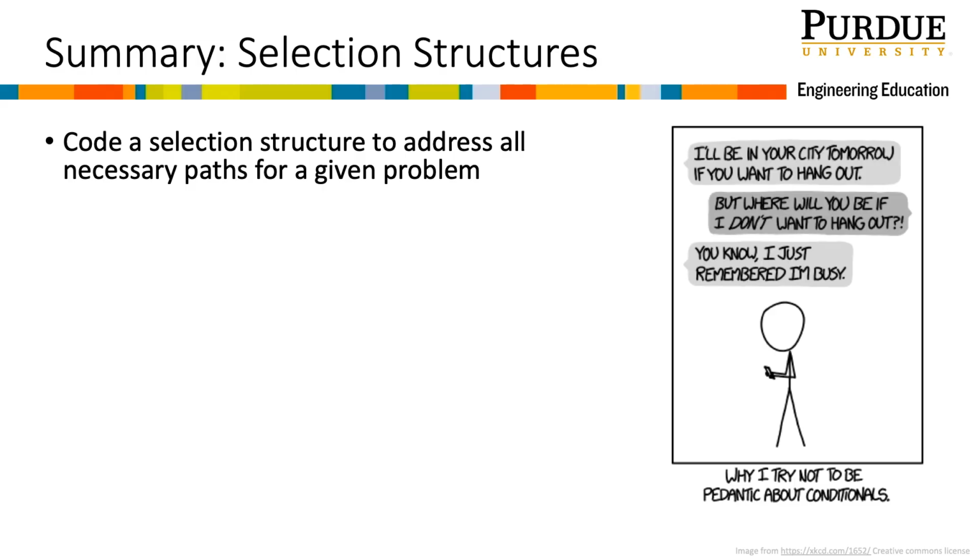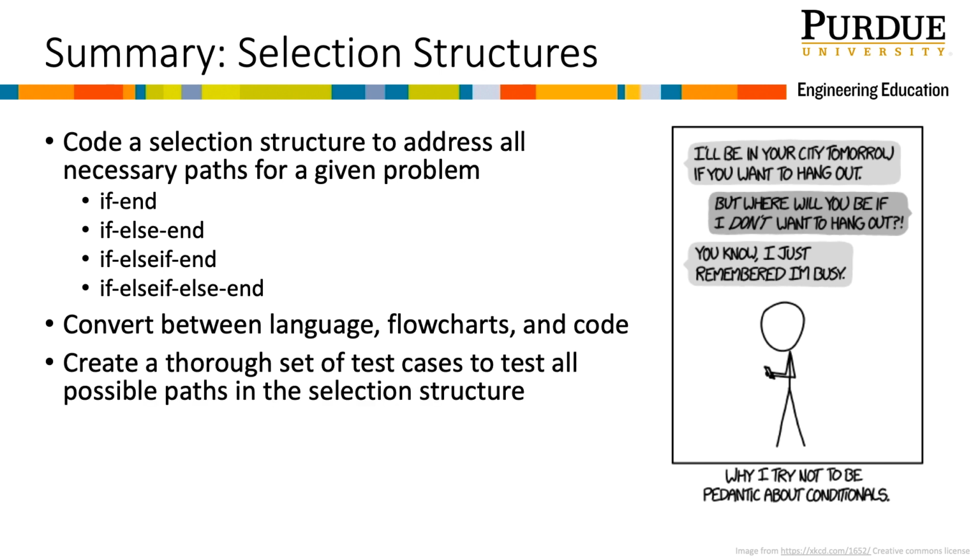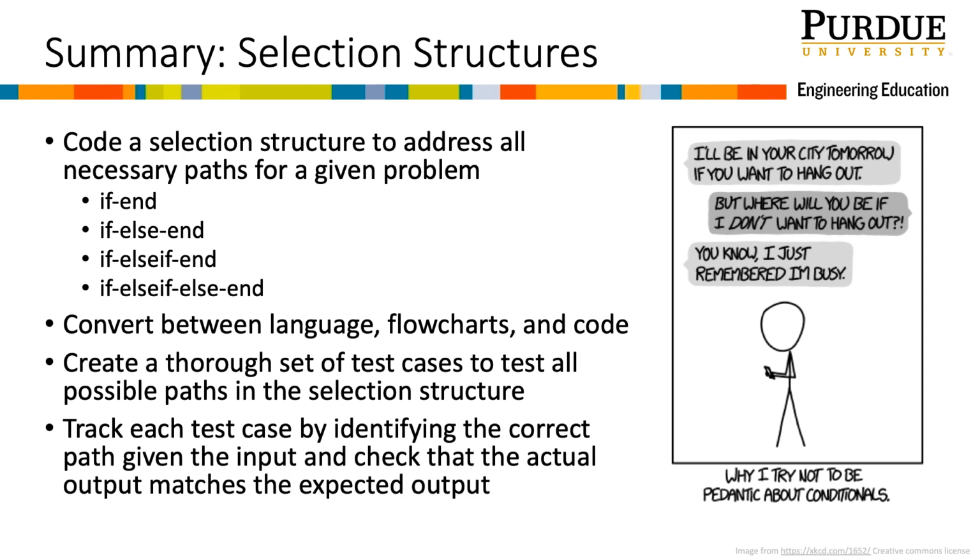In summary, we learned to code a selection structure to address all necessary paths for a given problem. We learned about the different forms of selection structures and that there can be multiple else ifs in a selection structure. We also converted between selection structure representations, language, flowchart, and code, then created a thorough set of test cases to test all possible paths in the selection structure, and we even added an extra case to help us correct our program. Finally, we tracked each test case by identifying the correct path given the input and checked that the actual output matches the expected output.